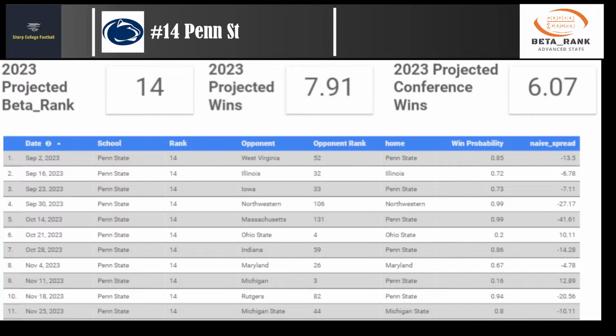Northwestern is a totally hapless mess. Penn State should absolutely blow them out. Same goes for Massachusetts, even though I like Don Brown a lot as a coach, and I do think eventually he will figure things out a little bit on the defensive side of the ball anyway.